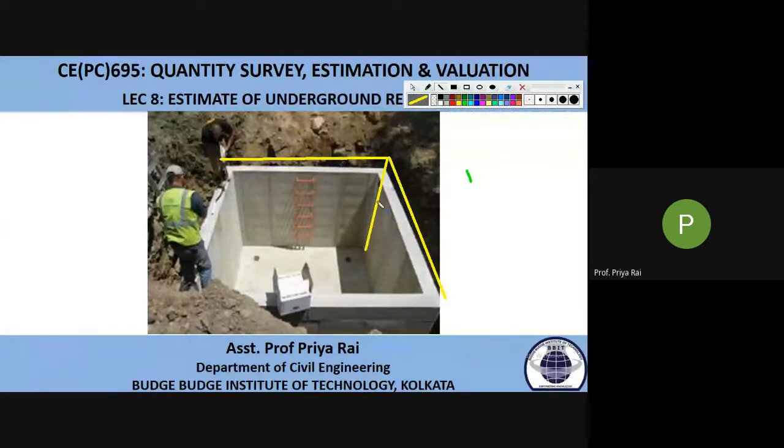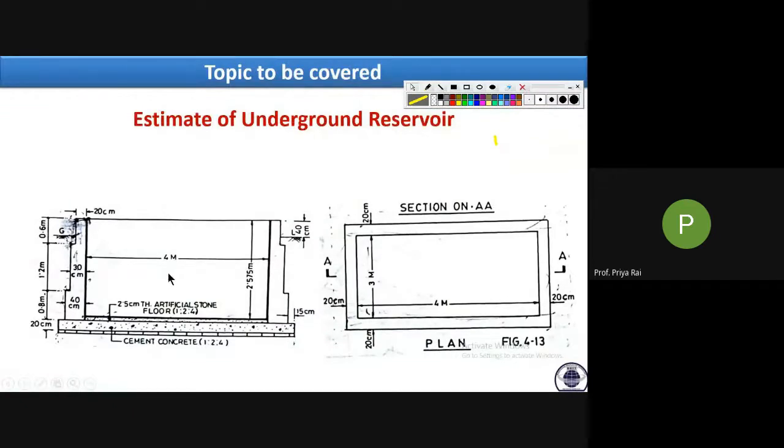So length into breadth into depth will give you the total volume of the earthwork which is to be excavated, right? So we will get this volume. This volume is nothing but the length into breadth into depth. So we need to take out this much amount of earth from the ground surface so that we can construct our underground reservoir. So the first item of work is earthwork in excavation. Now for that, to calculate the dimensions of earthwork in excavation, we must see this drawing.